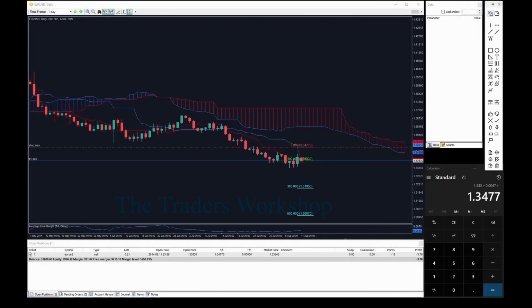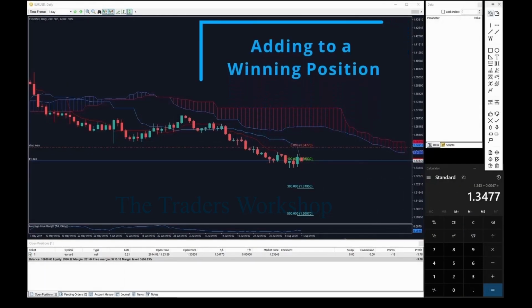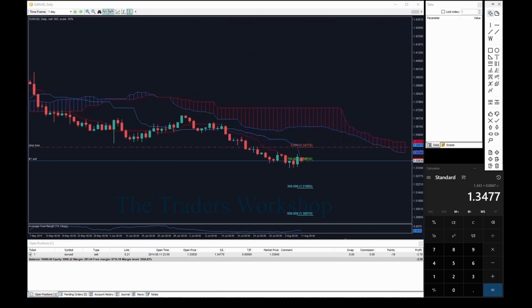Let us proceed to the next process of the strategy, adding to a winning position. I have already explained the psychology behind this idea in the last video, as well as the advantage of adding to a winning position. It just boils down to this: if we want to make big money, we need to be able to add to our winning position. Controlling our mind to be able to execute this idea will take practice and patience. Here are the rules of adding to our winning position.